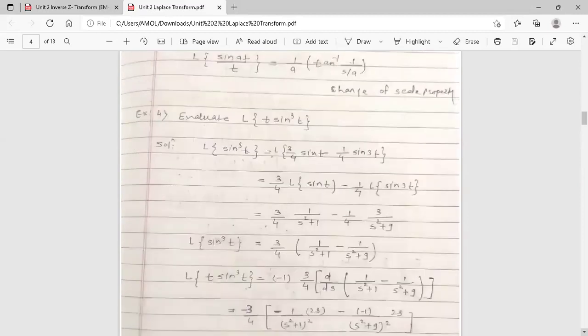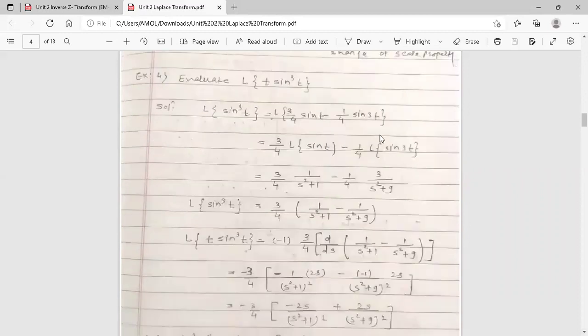Now the fourth example is here. Evaluate the Laplace transform of t into sine cube t. There is no formula to find the Laplace transform of sine cube t directly. You use the triple angle formula and make it simple. How to make it simple? You know sine 3 theta is equal to 3 sine theta minus 4 sine cube theta. From this formula, you will get the value of sine cube t, and it is equal to Laplace of 3 by 4 sine t minus 1 by 4 sine 3t. This bracket term is the value of sine cube t using the triple angle formula.